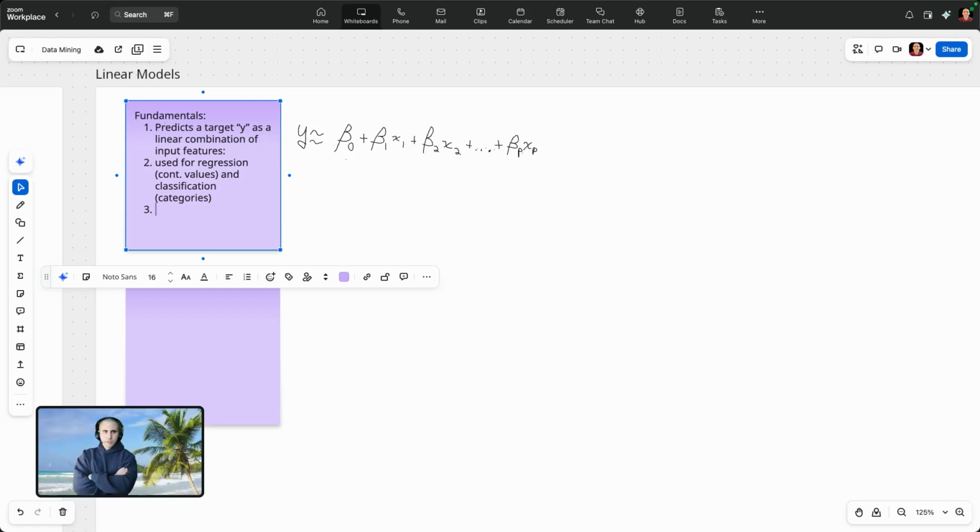What is a linear model? It predicts a target Y as a linear combination of input features: big beta 0, plus big beta 1 x1, beta 2 x2, plus so on and so forth all the way to beta p xp, right? So that's what we're dealing with.